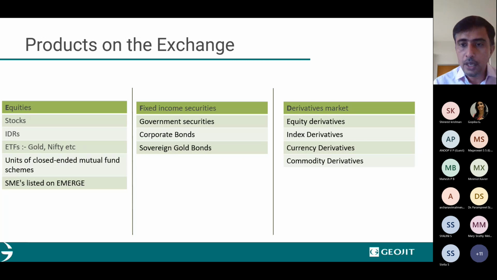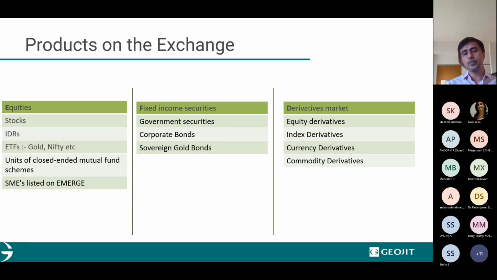Then we have the bigger volume called derivative market. Derivative markets are divided into equity derivatives. Some of the stocks which are already listed in the Indian stock exchanges are getting listed in the equity derivative segments also. Then we have the index derivative. Nifty and Bank Nifty are some of the examples of index derivative.